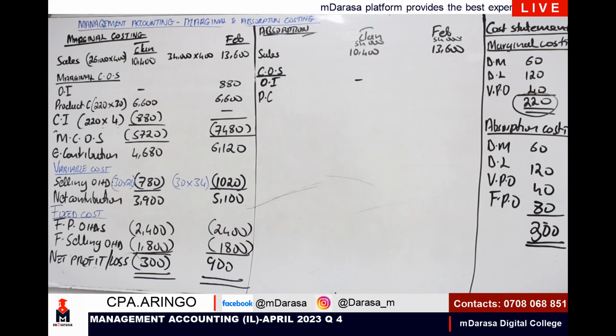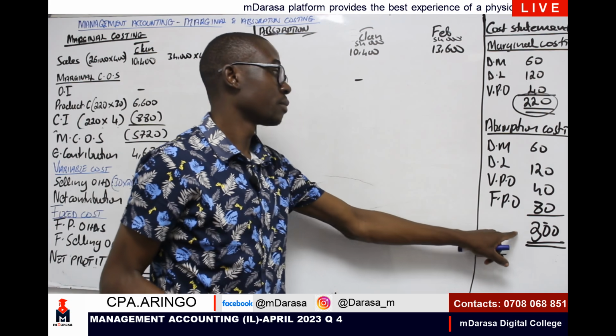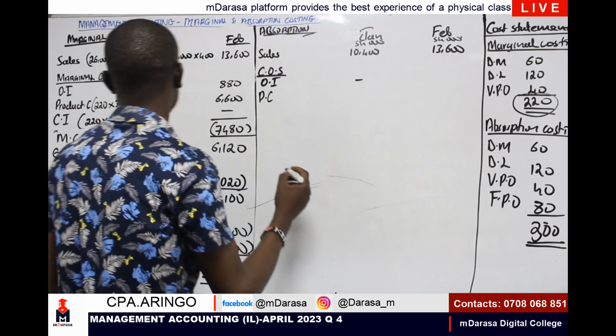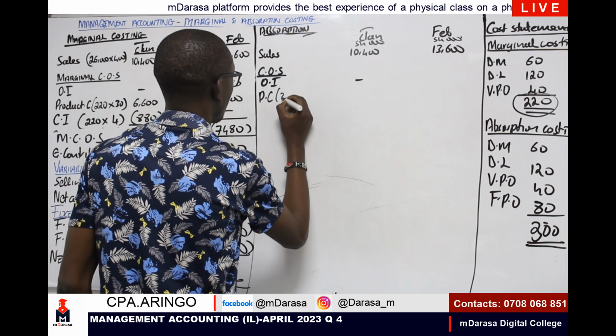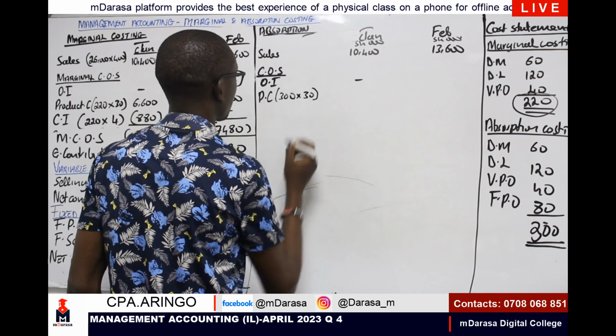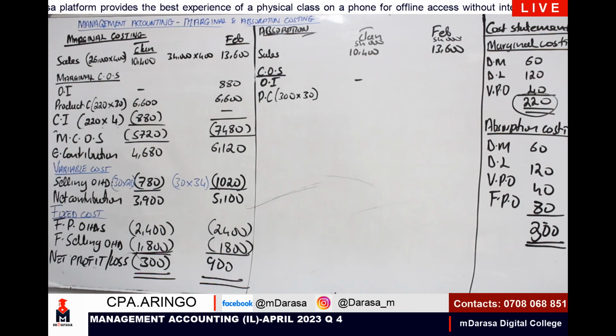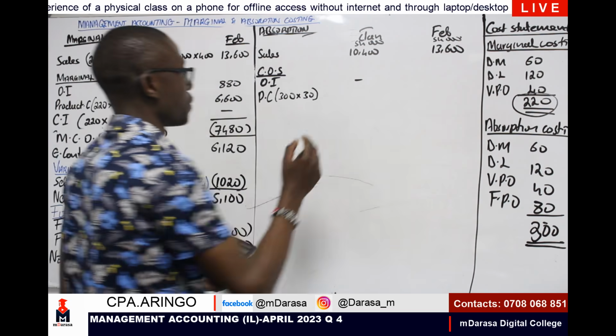Our production cost therefore will be the 300 that we had computed here. So I'll just be taking my 300 by our production, which was 30,000. That should give us a figure of 9 million.